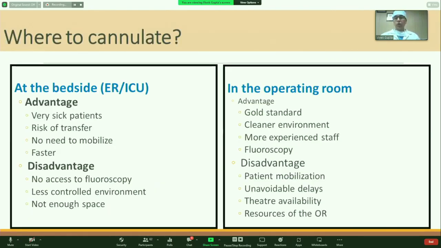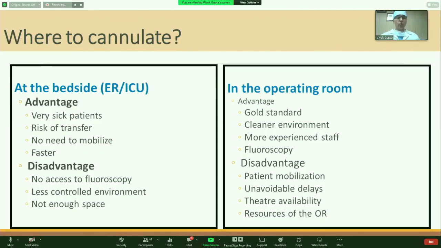The most important question is where to cannulate these patients, whether in the emergency room, in the intensive care unit, or in the operating room. Both have their advantages and disadvantages. If I talk about the ICU, the advantage is you don't need to mobilize these very sick patients, so there is no risk of transfer. It can be done very fast because it takes longer to shift the patient and reach the OT, and you have to ensure that OT availability is there.